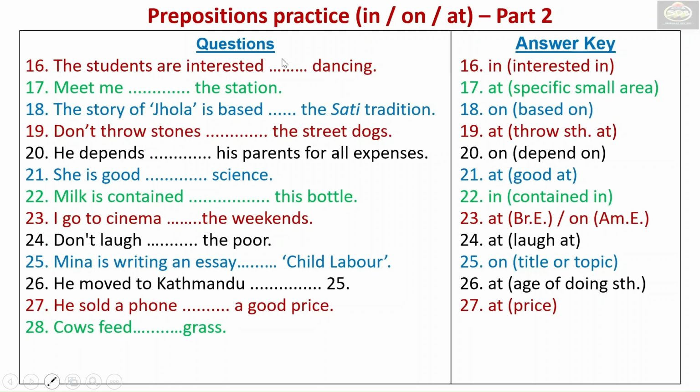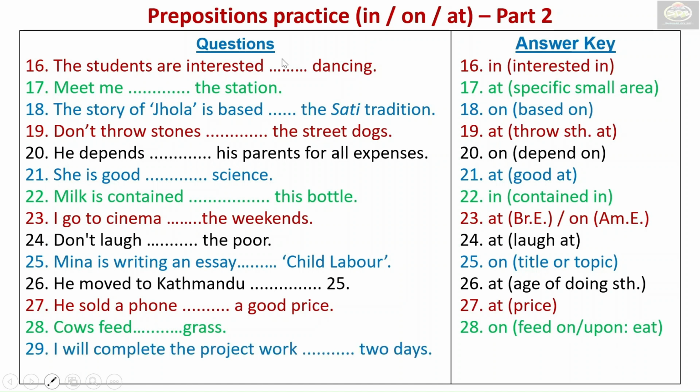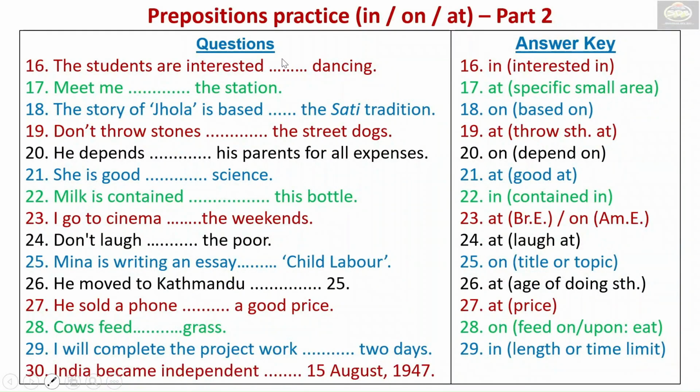Cows feed on grass. I will complete the project work in 2 days. India became independent on 15 August 1947.